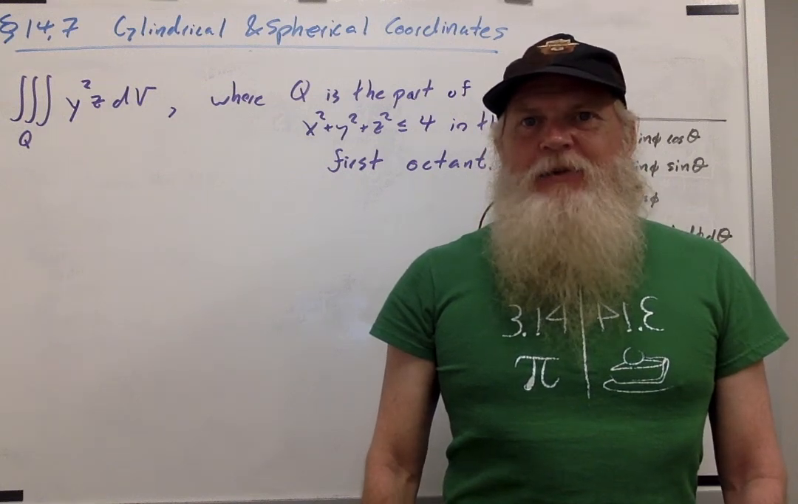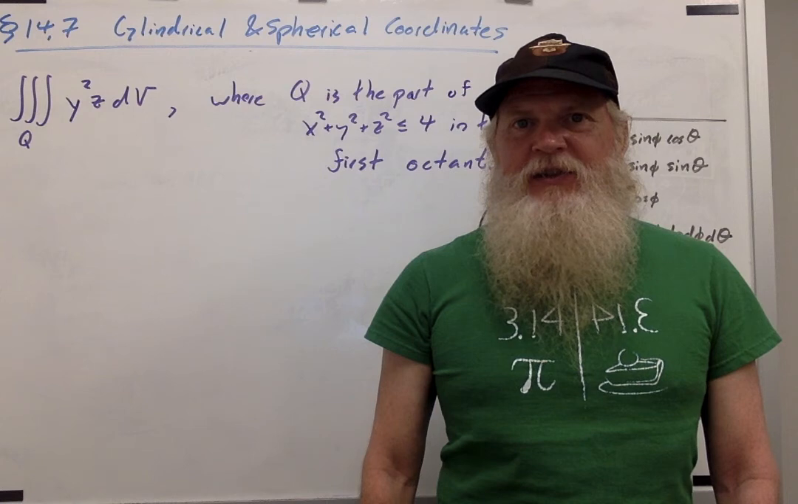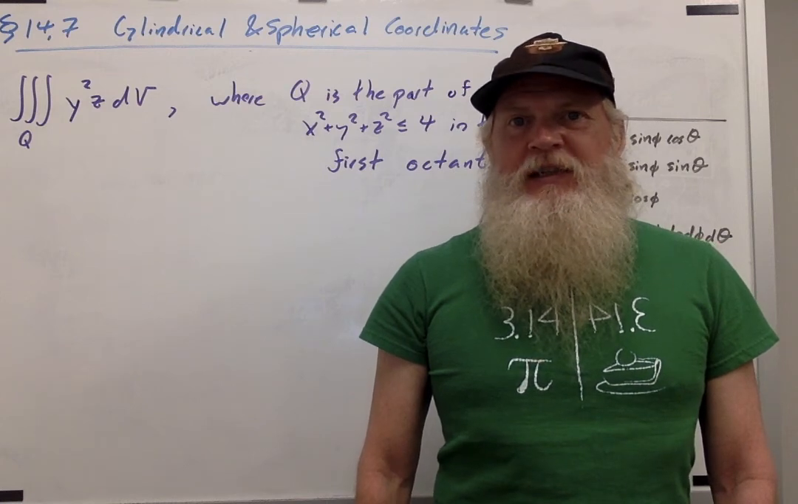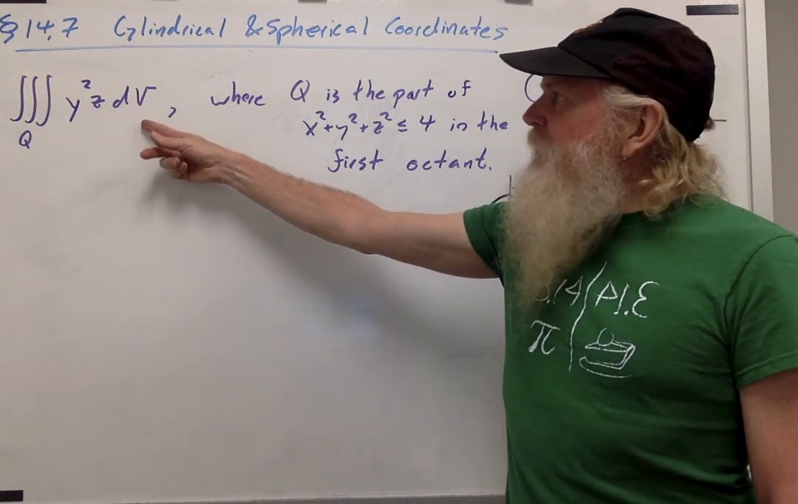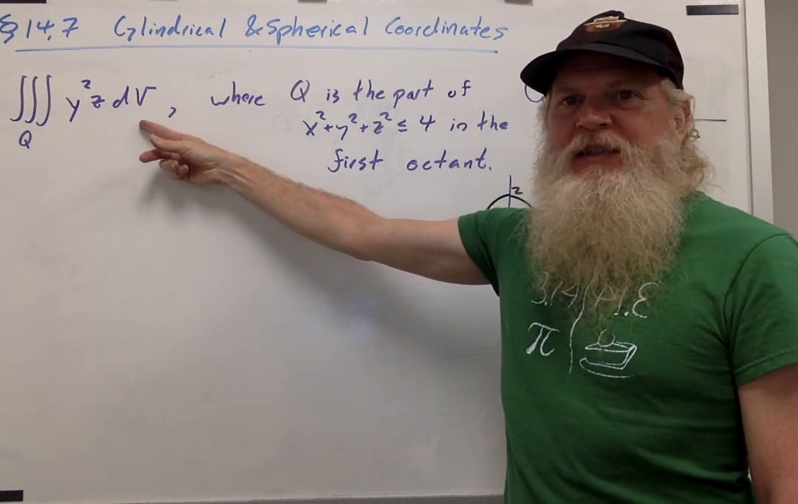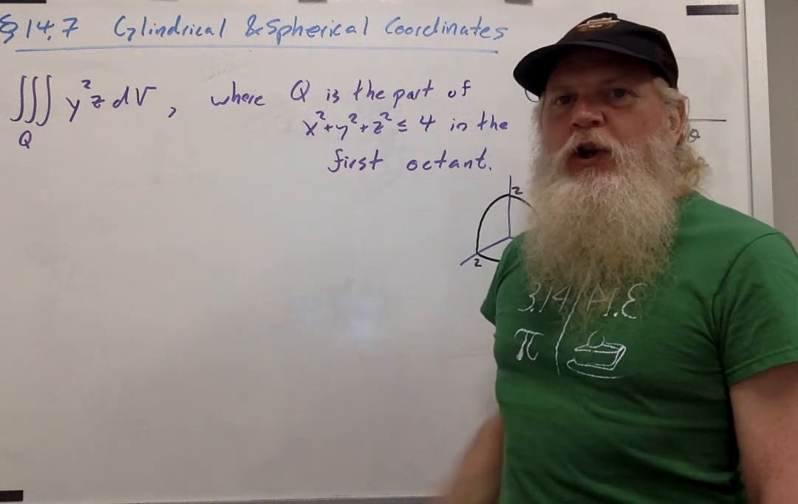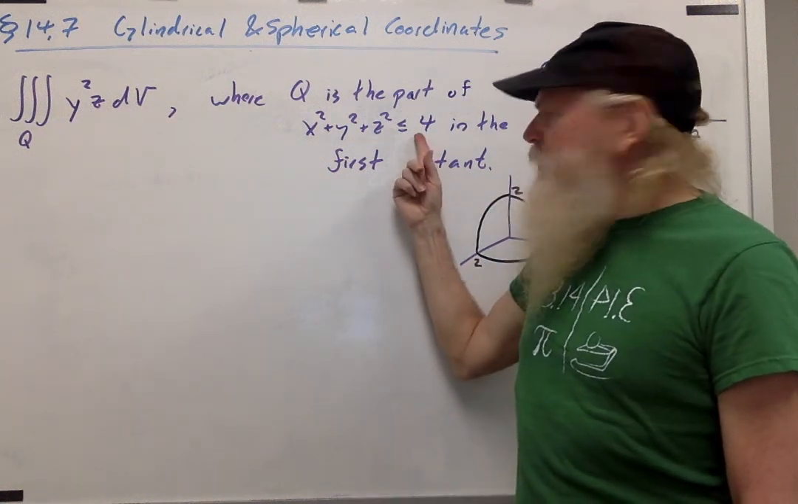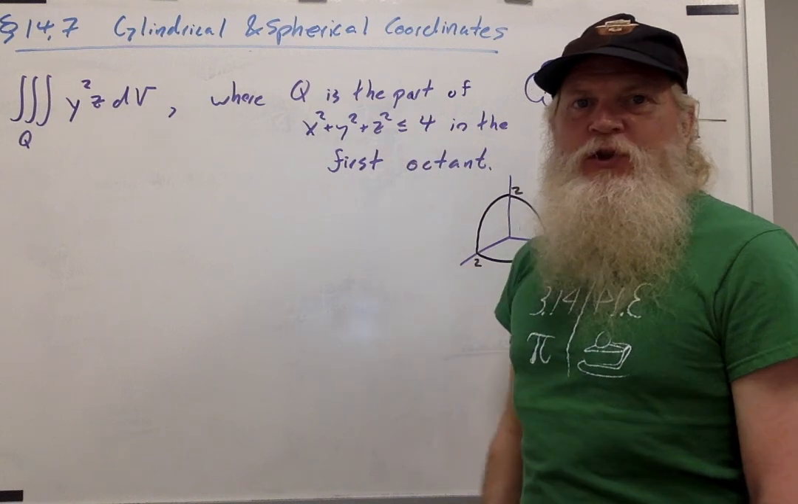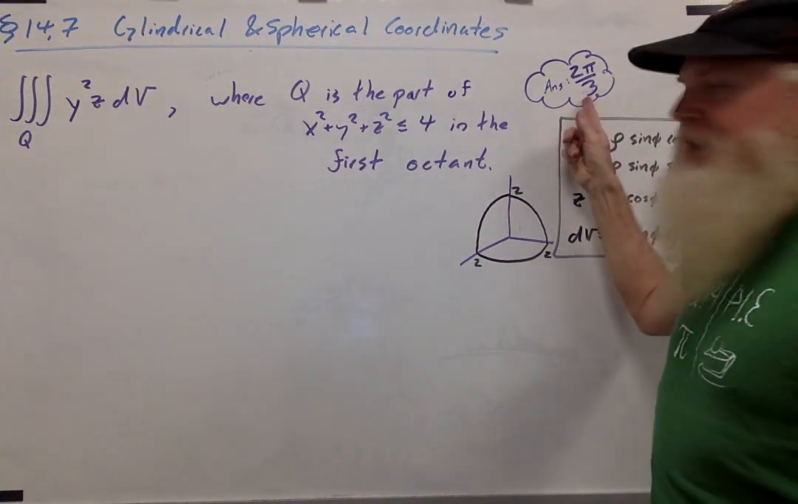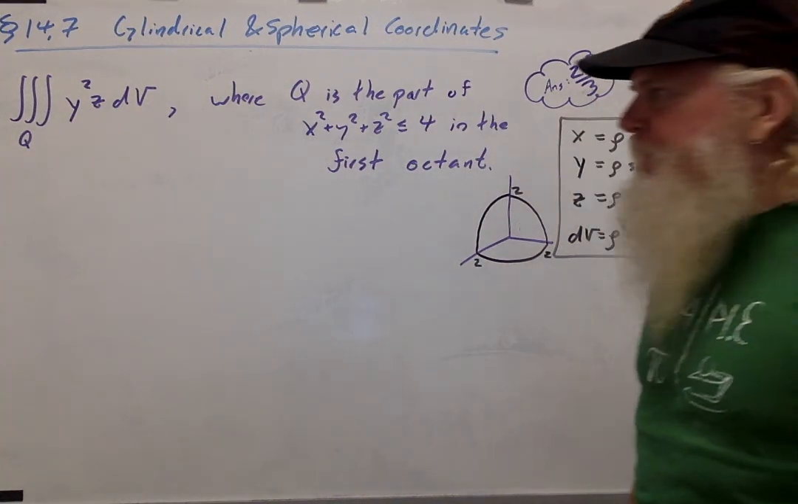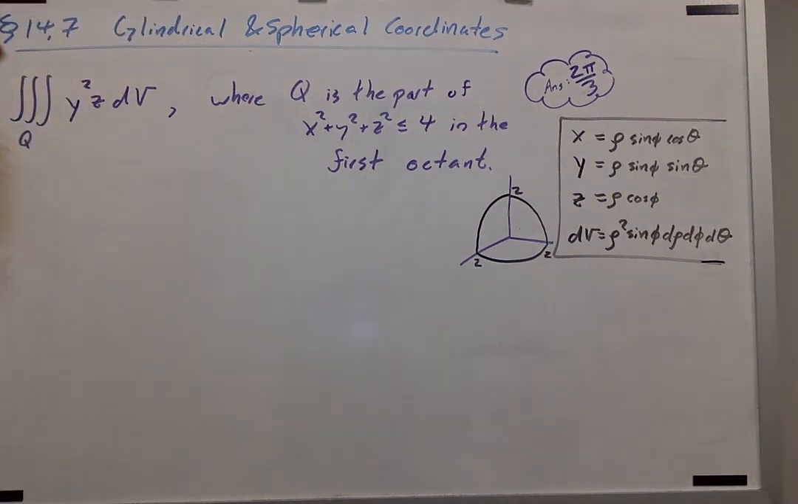As a second example of a spherical coordinates calculation, let's revisit a problem that we did in an earlier video. The problem is to find the triple integral over Q of y squared z dV, where Q is the portion of the solid sphere of radius 2 in the first quadrant. We did this several videos ago using cylindrical coordinates, and we got the answer 2 pi over 3. Let's see what the problem looks like when we do it in spherical coordinates.